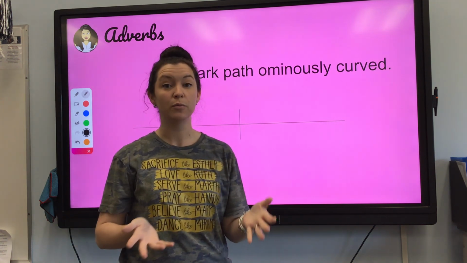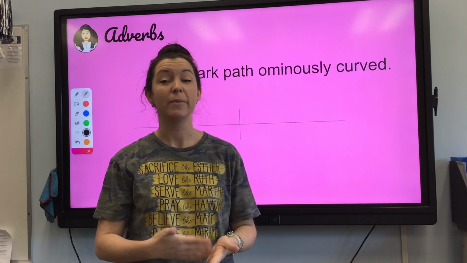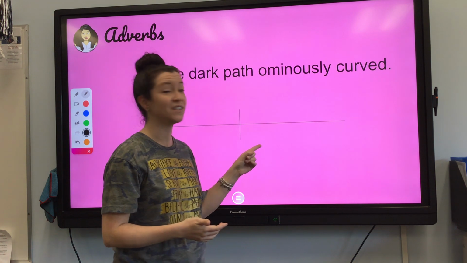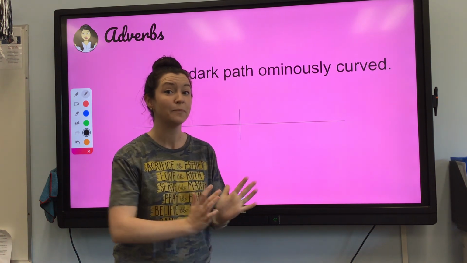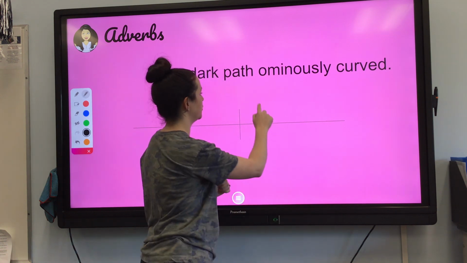That's why it is so important to look at sentences critically and to diagram them, because words can be used in different ways. In this sentence, the word curved is not a noun. It's not the thing. It's the action of movement. So curved is your simple predicate.